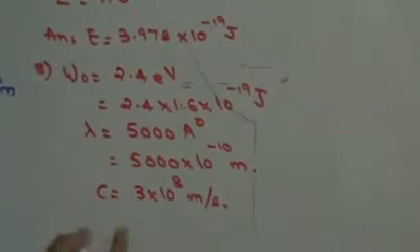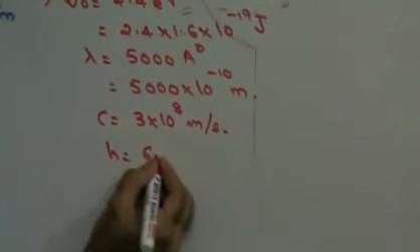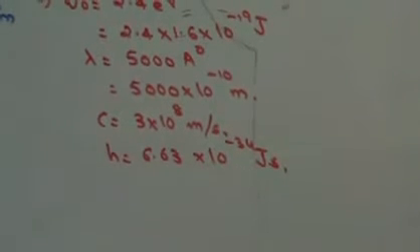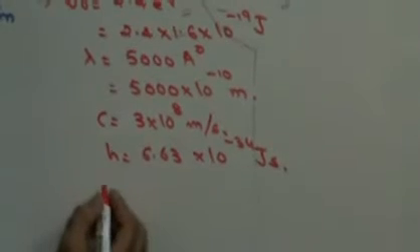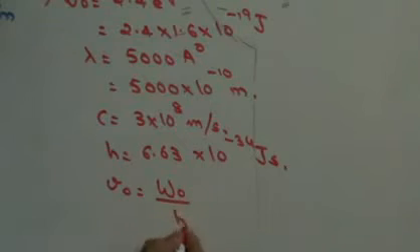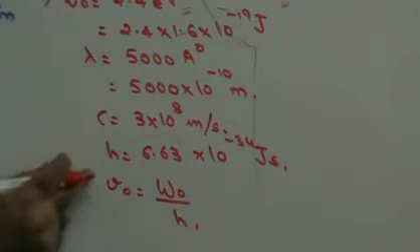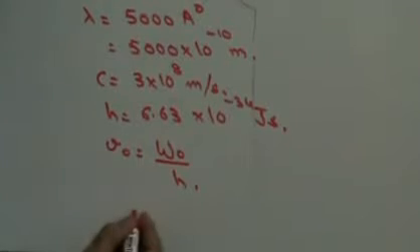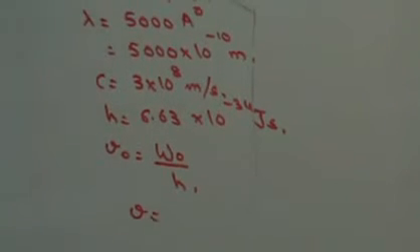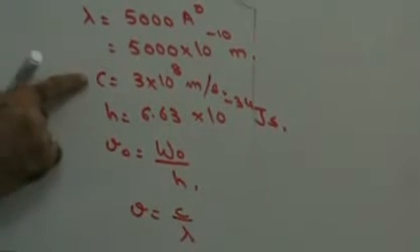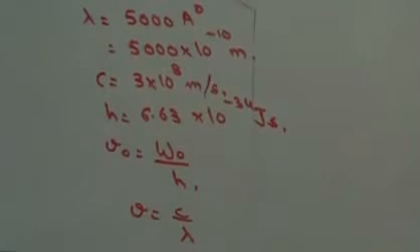Velocity of light in air is 3 into 10 raised to 8 meters per second. H is 6.63 into 10 raised to minus 34 joule second. Now, once you have this, first let's find out the threshold frequency. Threshold frequency is nothing but work function upon H. You already know work function, you know H. So you should be able to get your threshold frequency. Now let's also find out the incident frequency. The incident frequency is going to be nothing but velocity of light in air upon lambda.